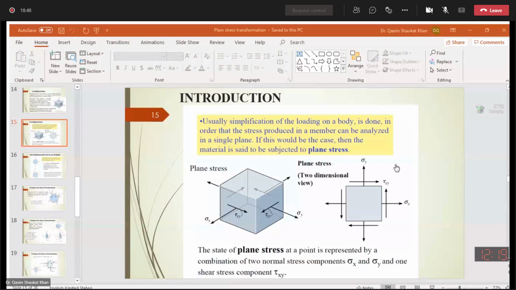Opposite means it should be 180 degrees, but here xy and yx are 90 degrees apart. They will not be 180 degrees apart. At 180 degrees apart you have another face. See, this is one face. On exactly 180 degrees apart you have another face. On it you have this normal stress and this shear stress, so they are basically 180 degrees apart.